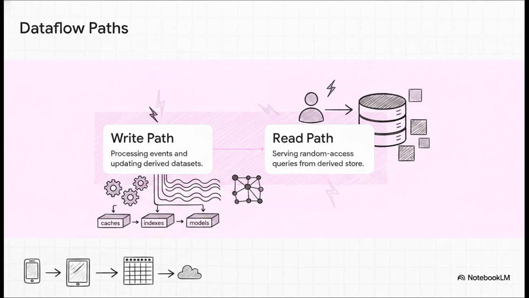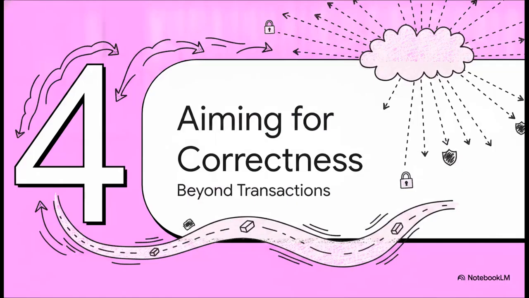What if we push this right path all the way out to the end user's device? Instead of a web browser constantly polling the server asking, hey, any updates, the server just actively streams state changes directly into a client-side event pipeline. Your UI becomes unbelievably responsive because it's reacting to a live stream of data flow, again, exactly like a cell in our spreadsheet. Section 4, aiming for correctness beyond distributed transactions.